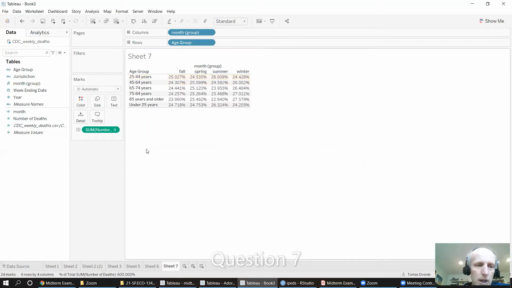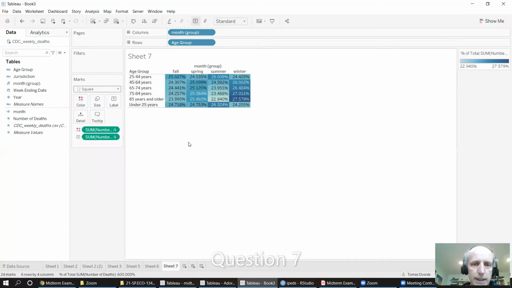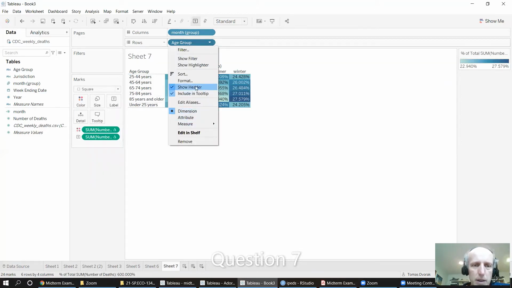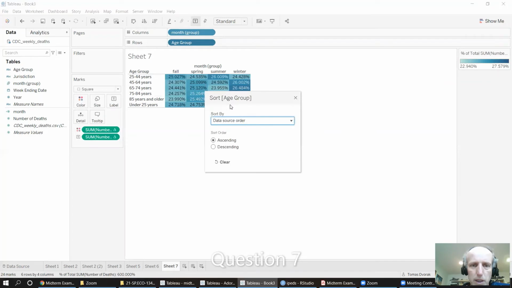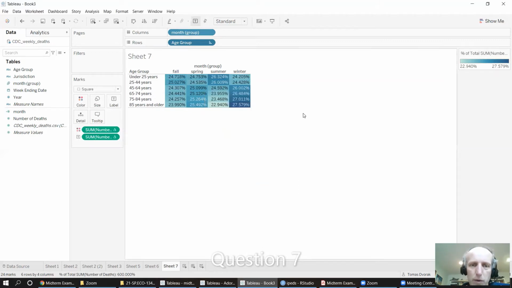Okay, and we can certainly make this colorful as well, so that we can really see where the deaths happen. We didn't have to do that, but let's also make sure that we put our 25-year-olds above 25 to 44-year-olds, and let's see. Actually, it looks like there's a pattern here.